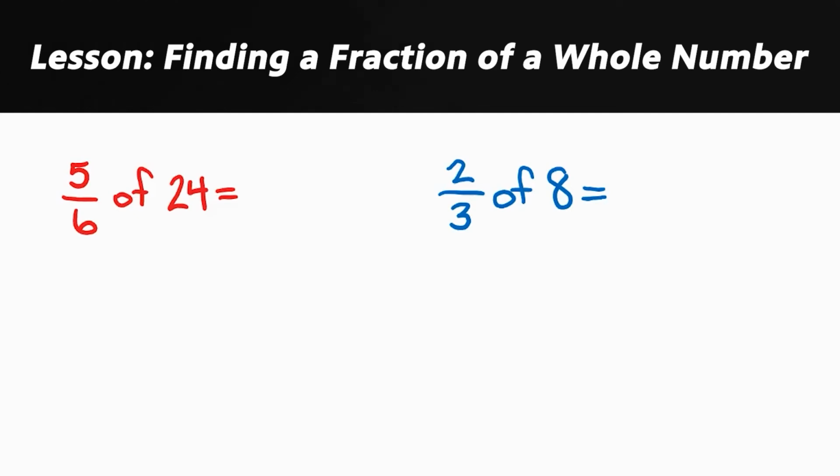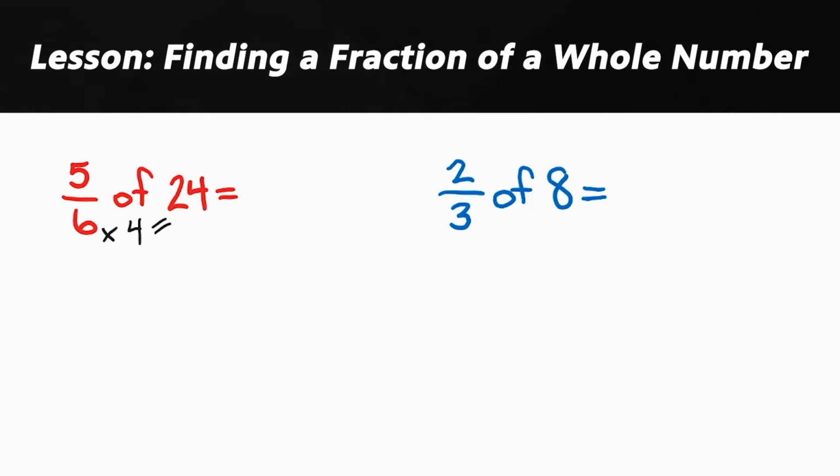There are two basic ways to find a fraction of a whole number. What you do is you take a look at the denominator and see if it will go into the whole number perfectly. In this case, can 6 go into 24 perfectly? Of course. 6 times 4 is 24.